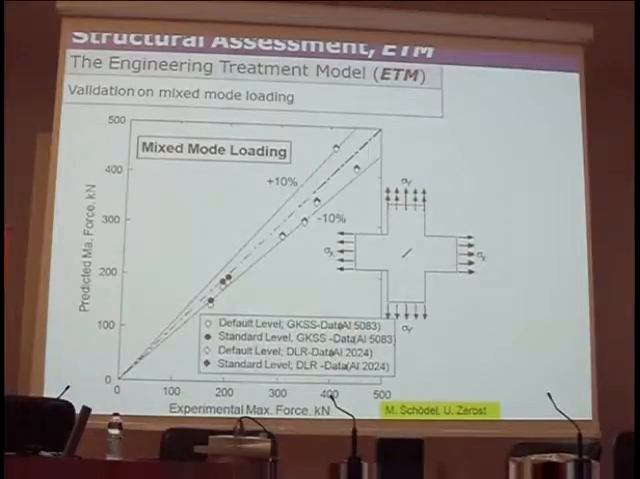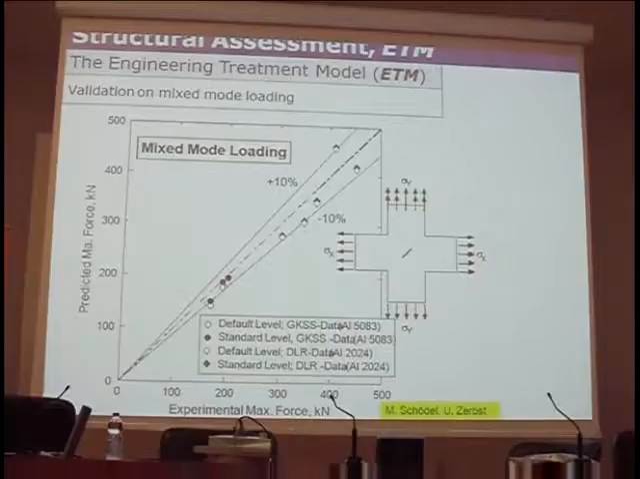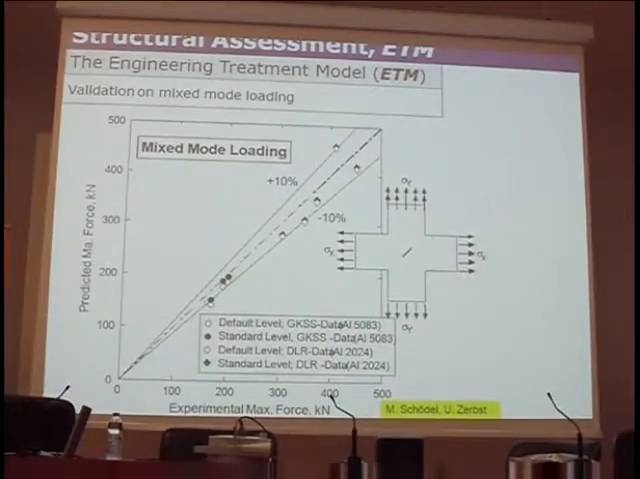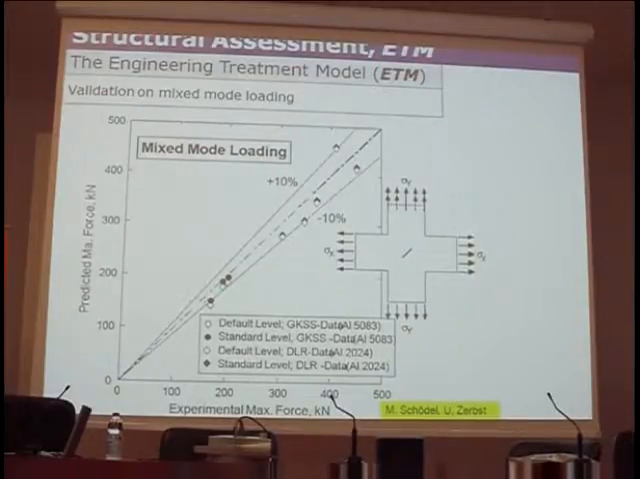Some of them had inclined cracks, so it was a mixed mode testing, mode 1, mode 2. And like before lunch, I gave you a similar diagram. It's predicted maximum force versus experimental maximum force using the ETM, and this is a plus minus 10% deviation that you see. In my view, it is kind of okay. So it's 2 different aluminum alloys. These were data from DLR, the German Aerospace Research Establishment.